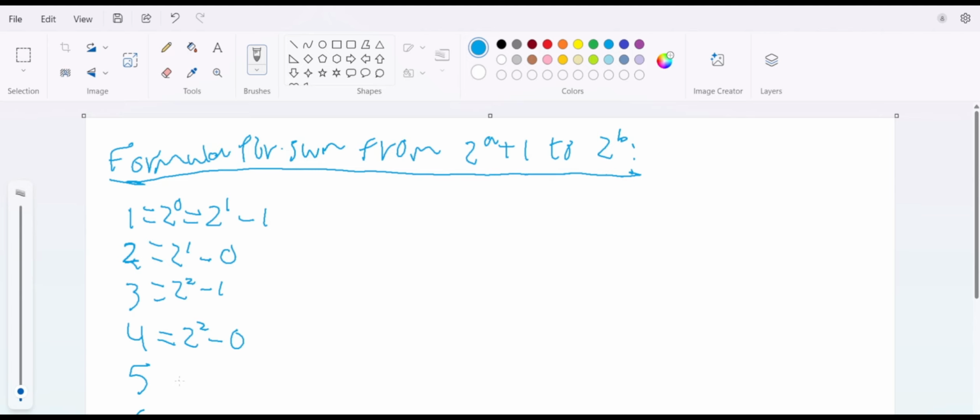So maybe you're already starting to see something going on here with these 1s and 0s. But let's keep going. So we got 5, and writing it as the next highest power, because 2 to the second is 4, so that's too low. We'd have to go up 1. So 2 to the third, that's 8. And so that'd be 8 minus 3. This would be 2 to the third minus 2. This is equal to 2 to the third minus 1.